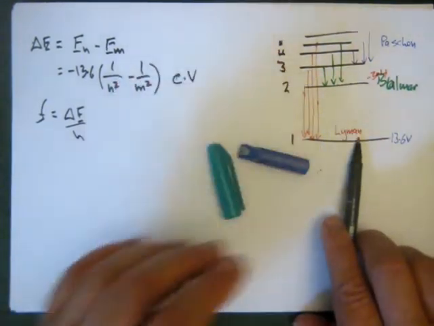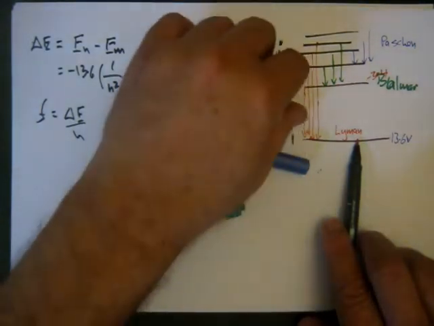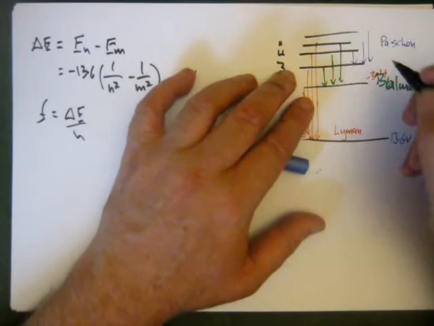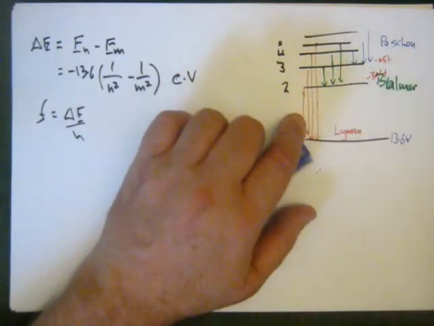10 electron volts, the frequency is beyond visible light. And the further it jumps, the more electron volts it's going to give off. However, if it jumps from, say, here, negative 1.51, down to here, it's actually going to be in the visible light range.